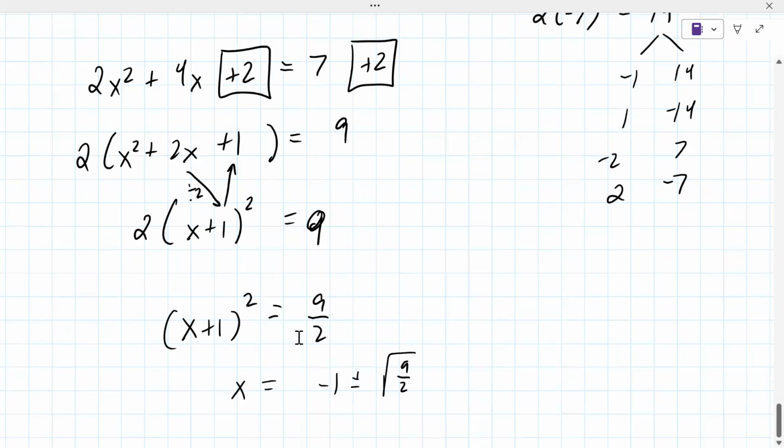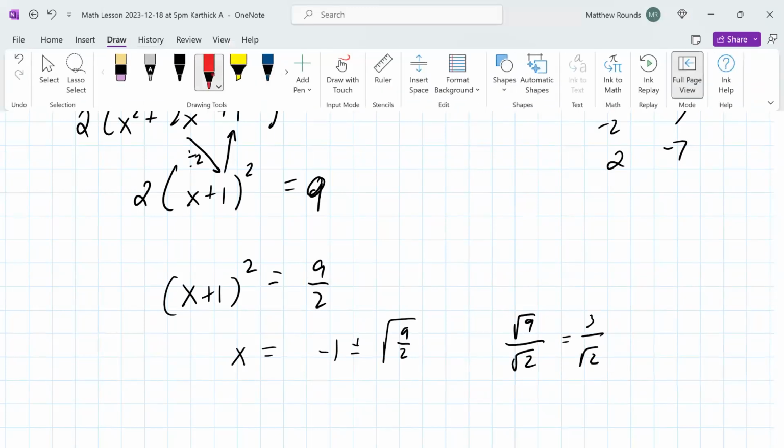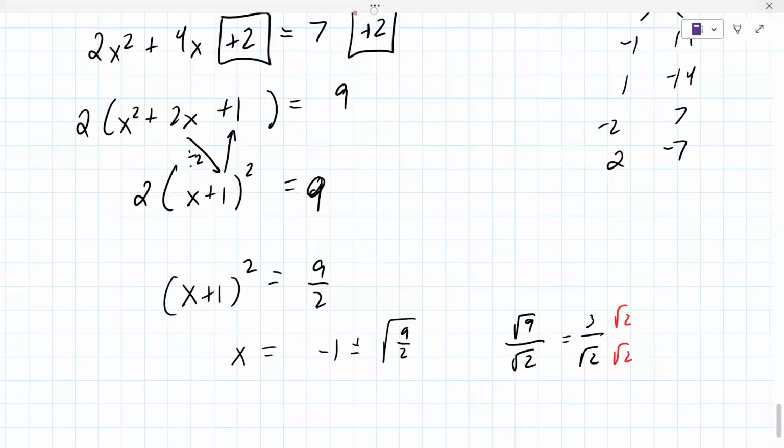You can't take the square root of just the top. You're supposed to actually take the square root of the top and the bottom separately. So it is 3 over the square root of 2, but then you're supposed to rationalize. I don't know how much of this you're supposed to do, but it ends up being 3 root 2 over 2. So then it's x equals minus 1 plus or minus 3 root 2 over 2.